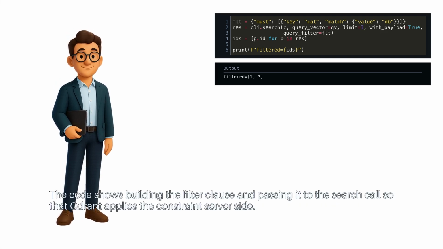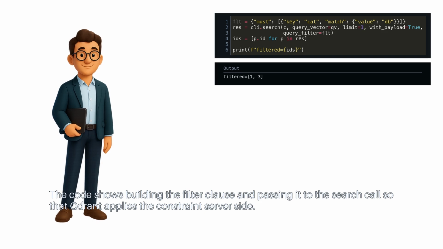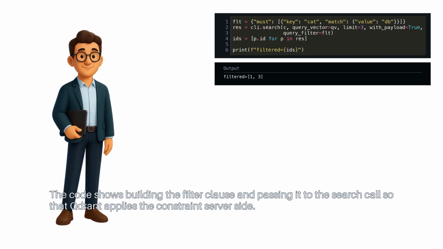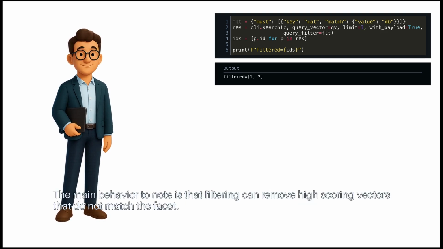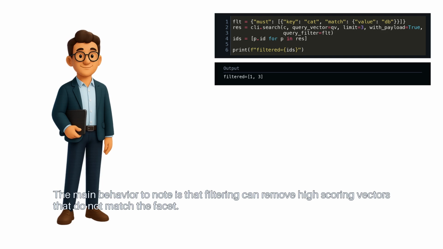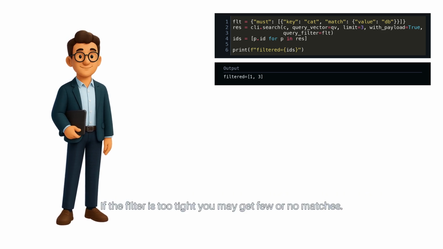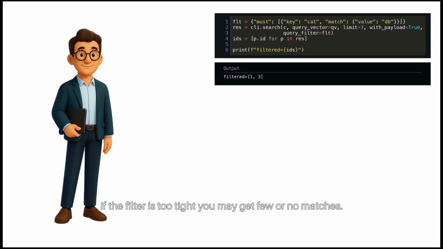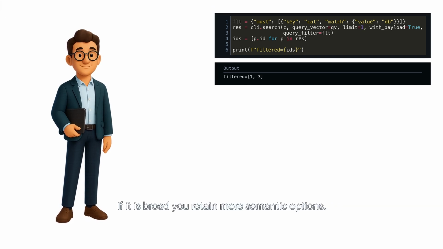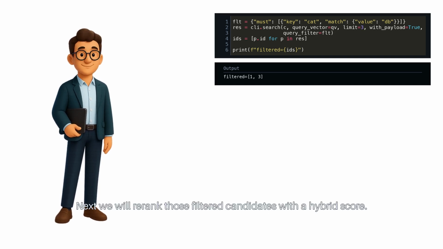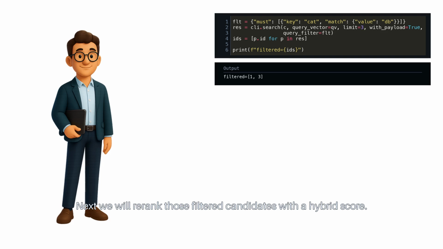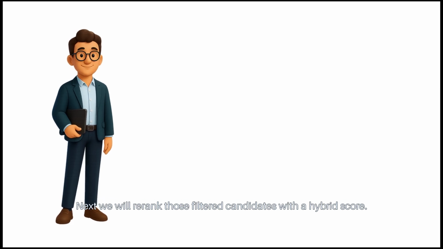The code shows building the filter clause and passing it to the search call so that Qdrant applies the constraint server-side. The main behavior to note is that filtering can remove high-scoring vectors that do not match the facet. If the filter is too tight, you may get few or no matches. If it is broad, you retain more semantic options. Next, we will re-rank those filtered candidates with a hybrid score.